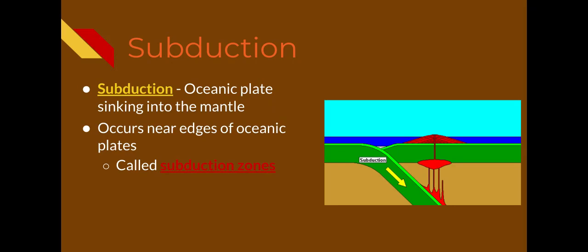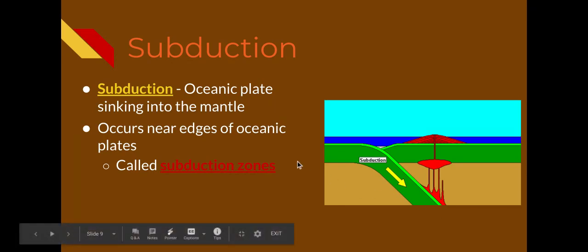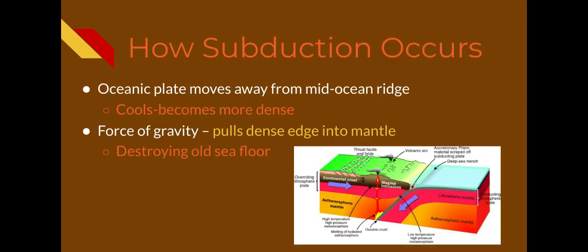Now, sometimes you can actually have two oceanic plates that go through subduction, or sometimes you have a subduction zone where it's one oceanic and one continental. This occurs near the edges of oceanic plates, and we call these places subduction zones. So the one plate will go underneath, it will be heated up, and it becomes molten magma again. And then over time, that material is going to be recycled and then pushed up again through the mid-ocean ridge.